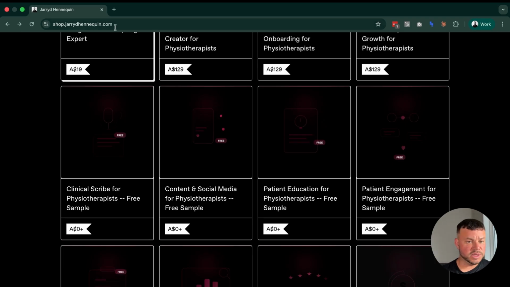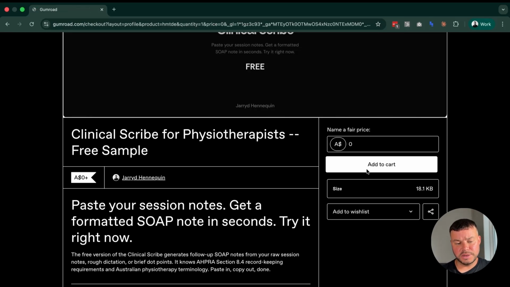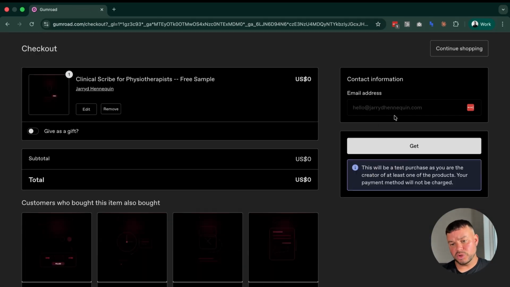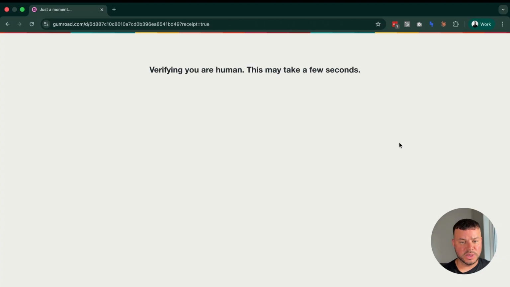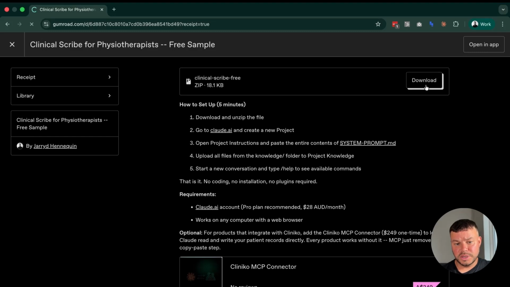So all you need to do is come to this web address here, scroll down and find this Clinical Scribe, Physiotherapist, free, click into it, put 0 here, add to cart, and it will ask for your email. And then once you put your email in, you'll be able to get the package and you'll be able to download it. And you can see here, I've provided some instructions for how you can actually install this. So pretty simple to download, and you'll be able to use that straight away to write all of your SOAP notes moving forward.